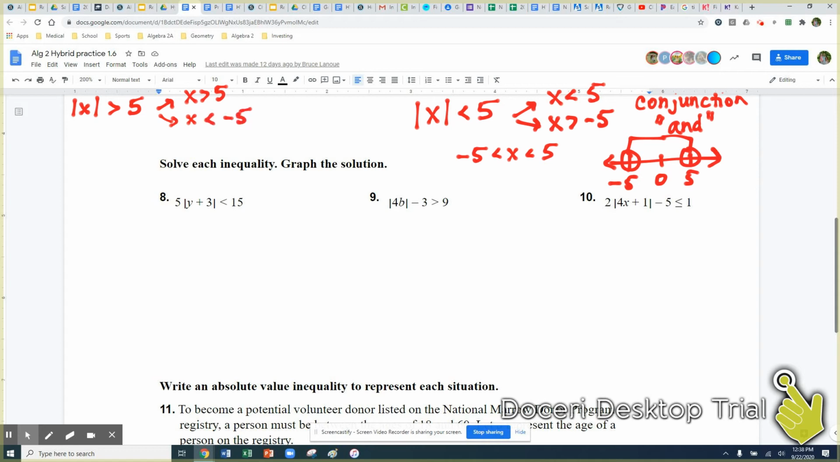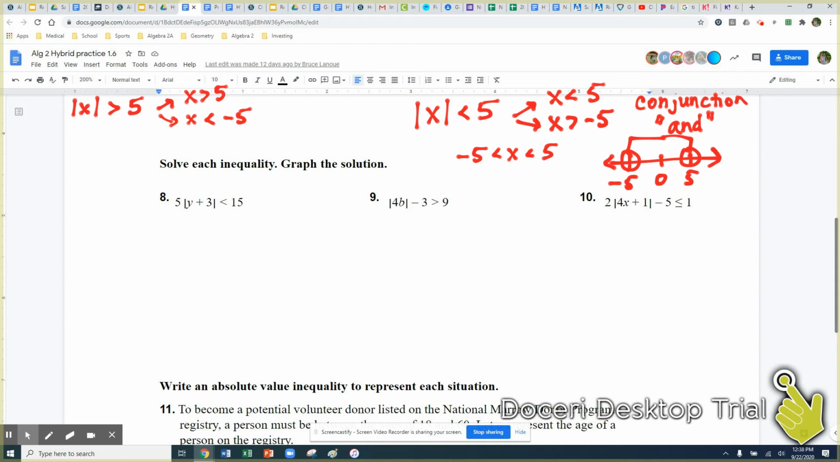But look at the pattern. My first situation represents exactly what the absolute value inequality originally was, except I just took the absolute value symbol out. Then what do I do with my sign? Flip it, and change the number to its opposite.